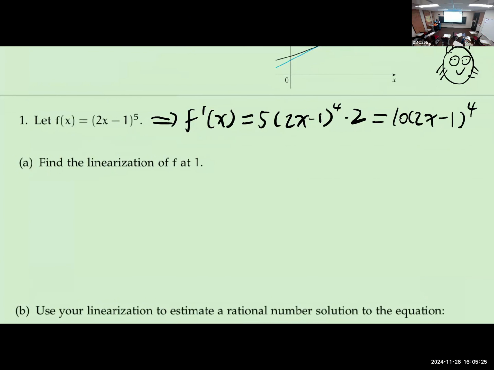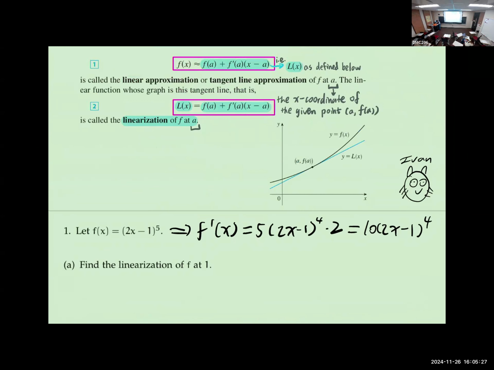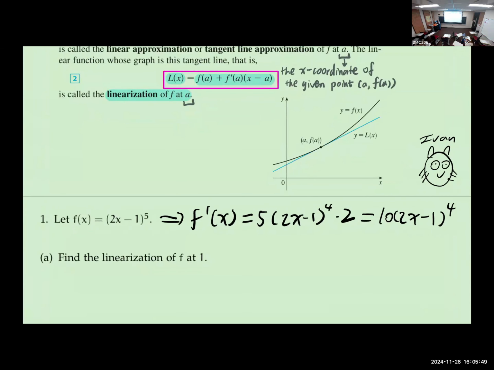The linearization is given by this definition: L of x equals f of a plus f prime of a times x minus a. So that's the definition of the linearization of a function at the point a. This second pink box is the definition. So you've got the magic wand, you've got the definition. What's stopping you from casting the spell? What's stopping you from using that? So let's use that.